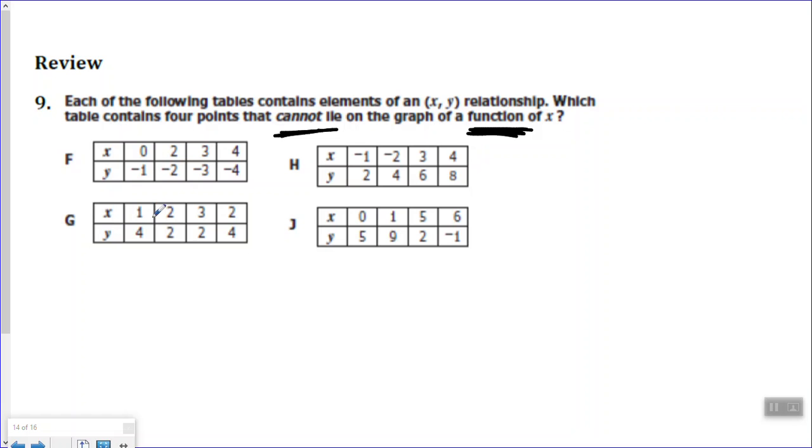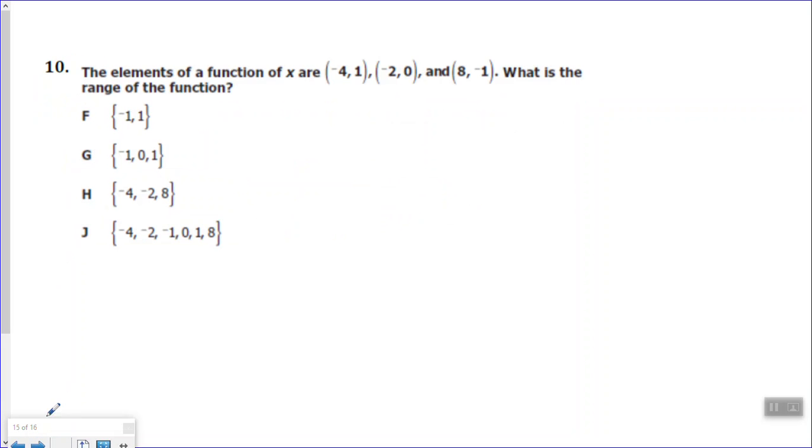Now let's look at G: 1, 2, 3, 2. So here you have 2 and 2, an x repeats. So this is not a function. J: 0, 1, 5, 6. You don't have any same number. It's not repeating. No x repeats. It's a function. The answer is G.